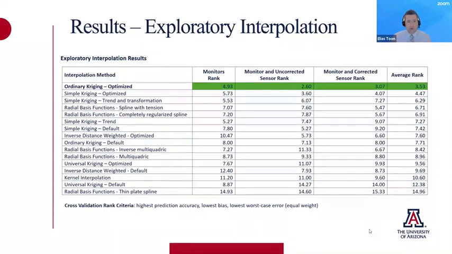So circling back to the results, the first was the results of the exploratory interpolation. And as I alluded to, the best performing model was the ordinary Kriging optimized model. The numbers you're looking at here are the rank based off of the cross-validation criteria, which were highest prediction accuracy, lowest bias, and lowest worst case error. And of all of these different interpolation models, the best performing for all three scenarios turned out to be the ordinary Kriging optimized. And so at the end, averaged together, the highest average ranked model was this, which was why it was used for this study.